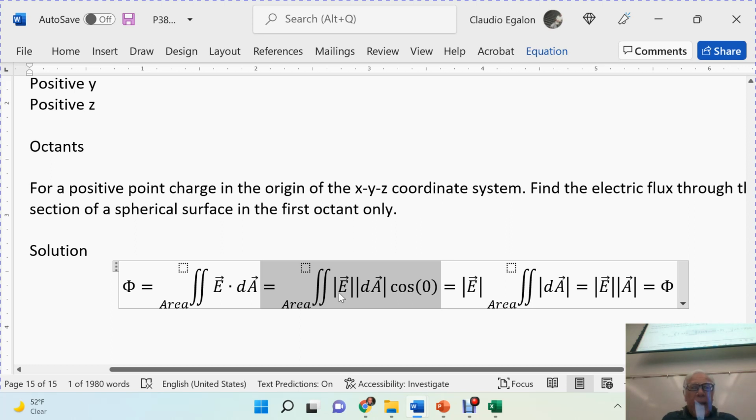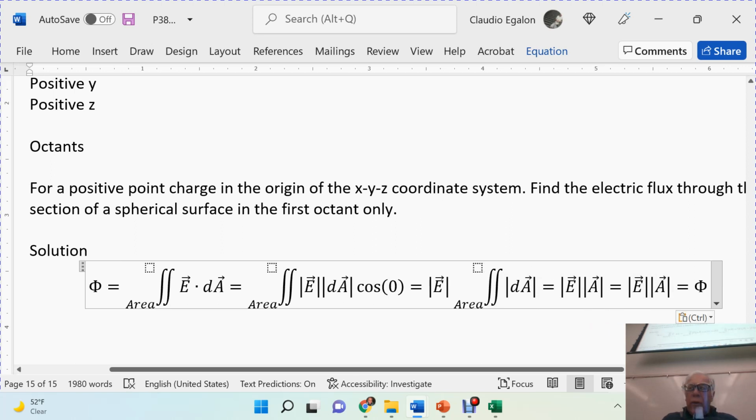So because of that, we can take out this E from inside the integral. And we are left with this other integral here. Here, the area is going to be the area of the sphere, which is 4 pi r square.